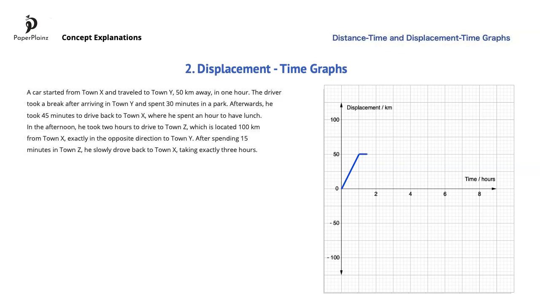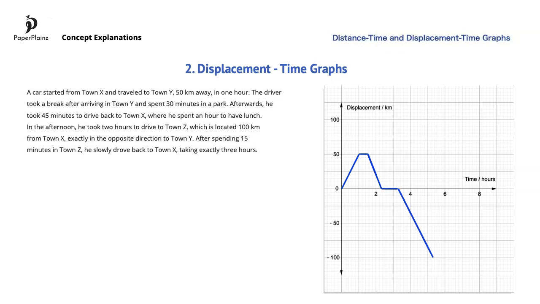Then the driver turns around and drives back to town X, so now he's going in the opposite direction and takes 45 minutes to arrive back in town X. Then again he stays stationary for an hour, so the graph is horizontal. Then he drives to town Z, which is 100 kilometers away from town X, but in the negative direction, so here the graph looks like this.